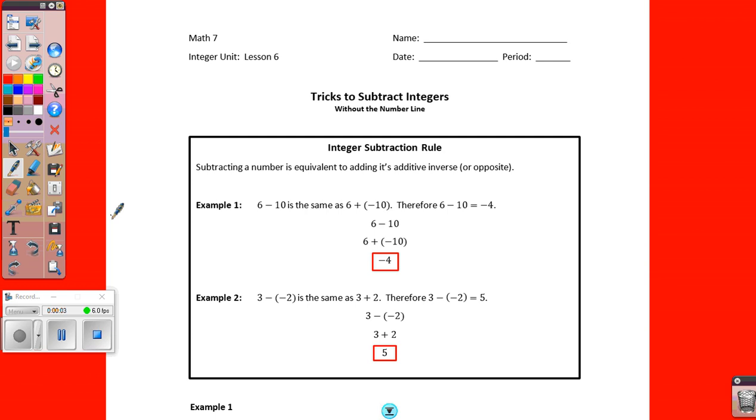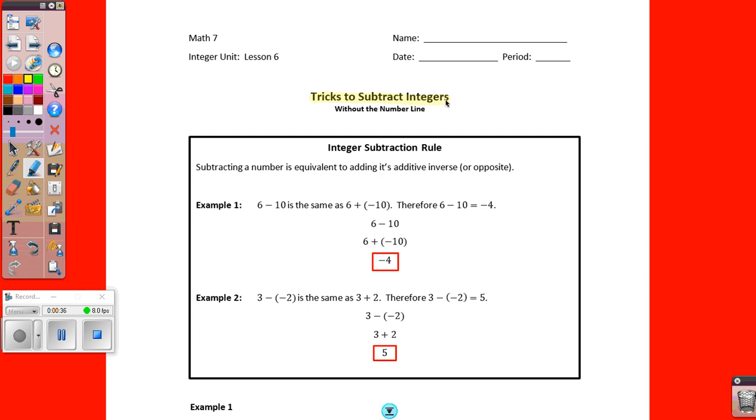All right, this is lesson 6 of the integer unit, and the title of this lesson is called Tricks to Subtract Integers. Again, this is without the number line. So this, I'm warning you, is going to be a very foreign concept. You may need to pause and re-watch a certain part of the video if something does not make sense to you at first. So don't be afraid to go back if need be. All right, so let's get started.